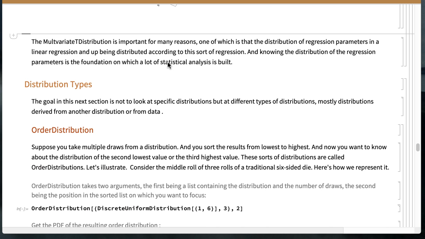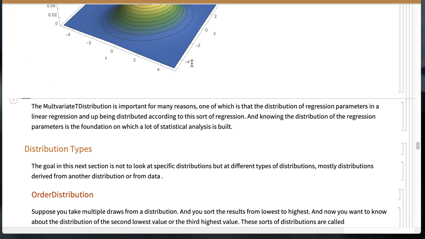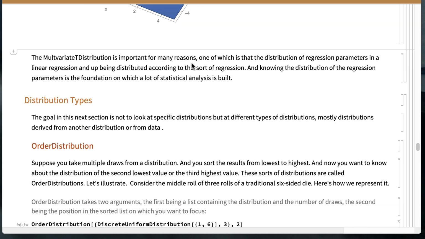Okay, as I said, the distribution of regression parameters in a linear regression ends up relating to a multivariate t distribution. So you ought to have some idea what the multivariate t distribution is about.